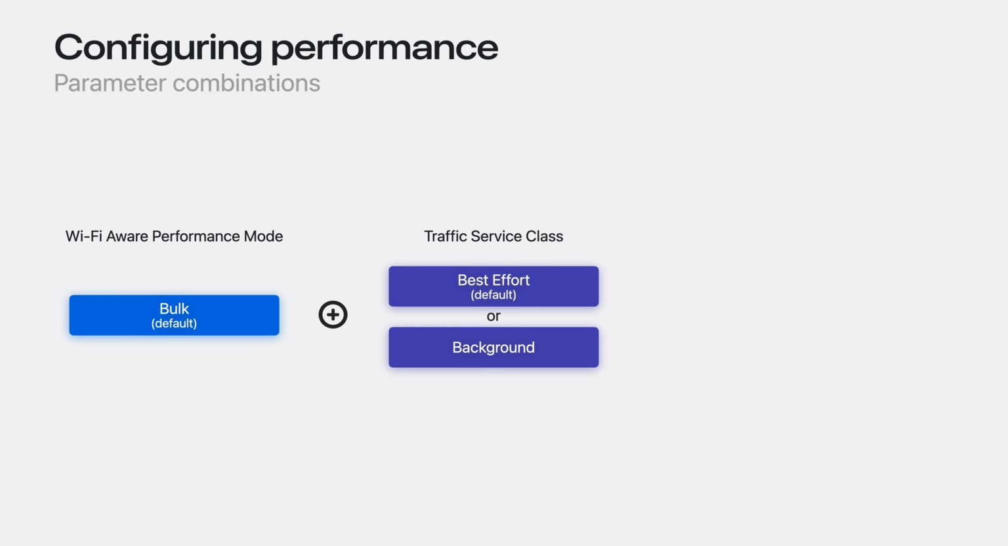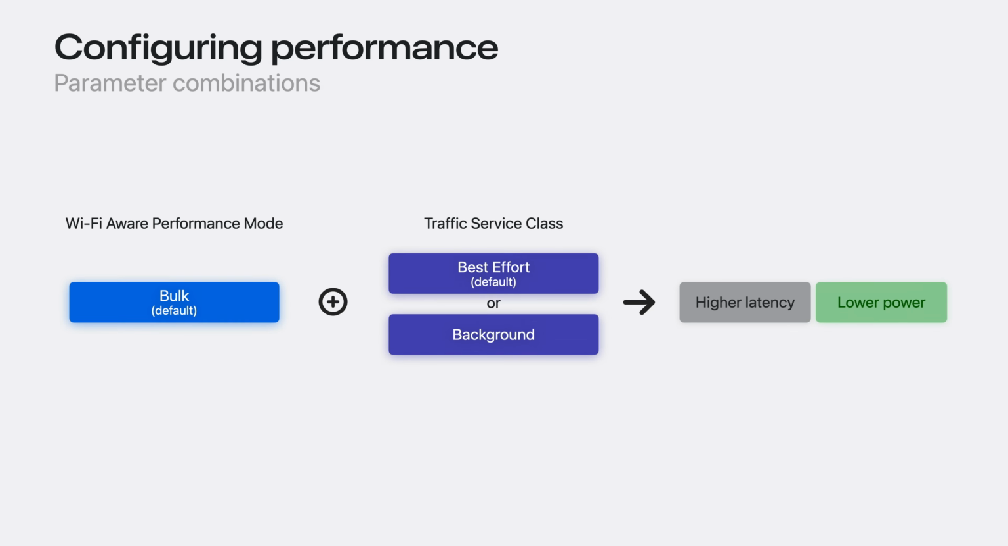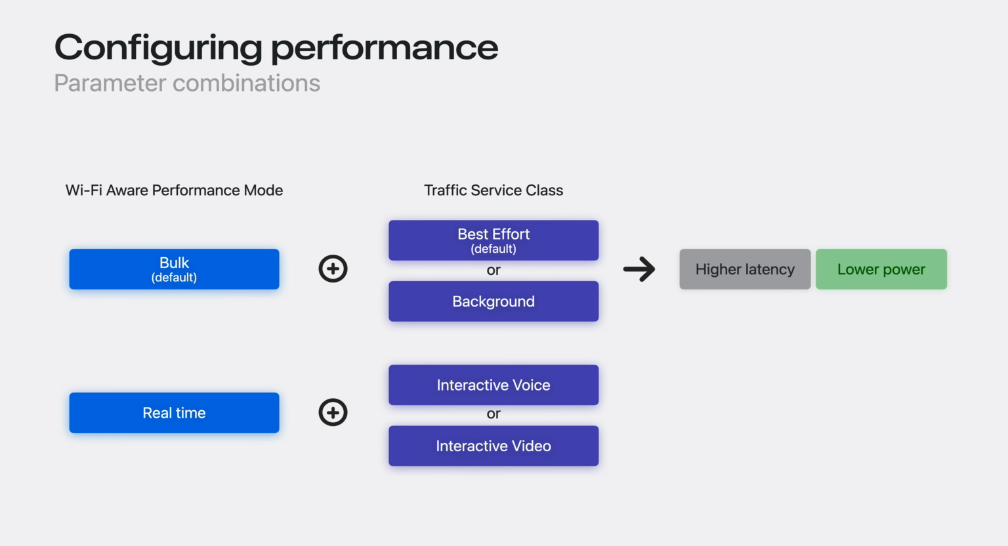Typically, bulk performance mode is used with best effort or background service class. This combination results in lower power consumption but higher latency. On the other hand, real time is used with interactive voice or video service class. This provides lower latency but more power consumption.